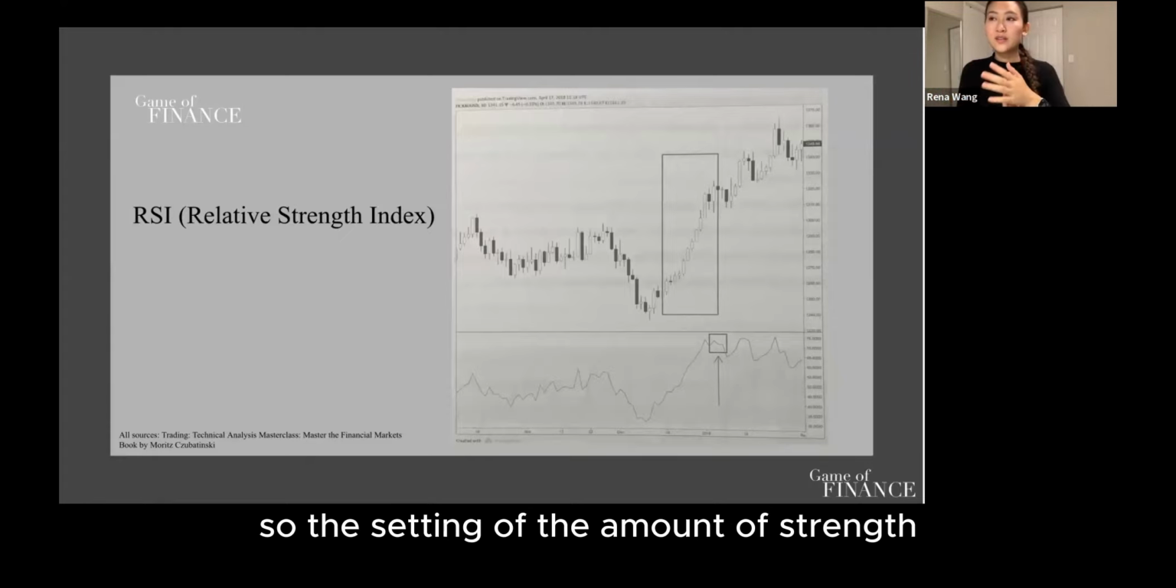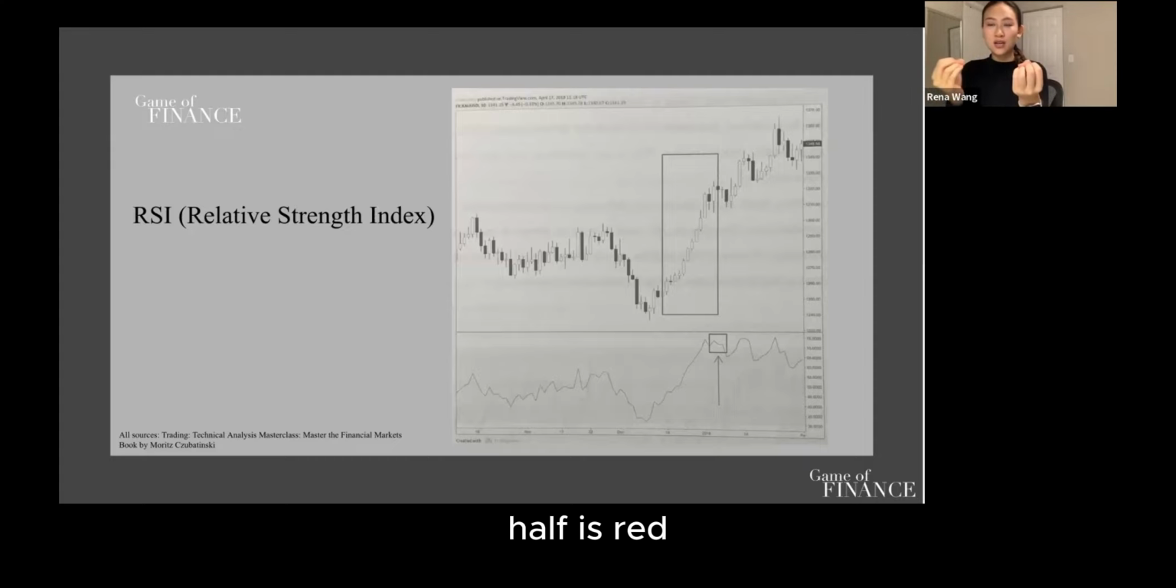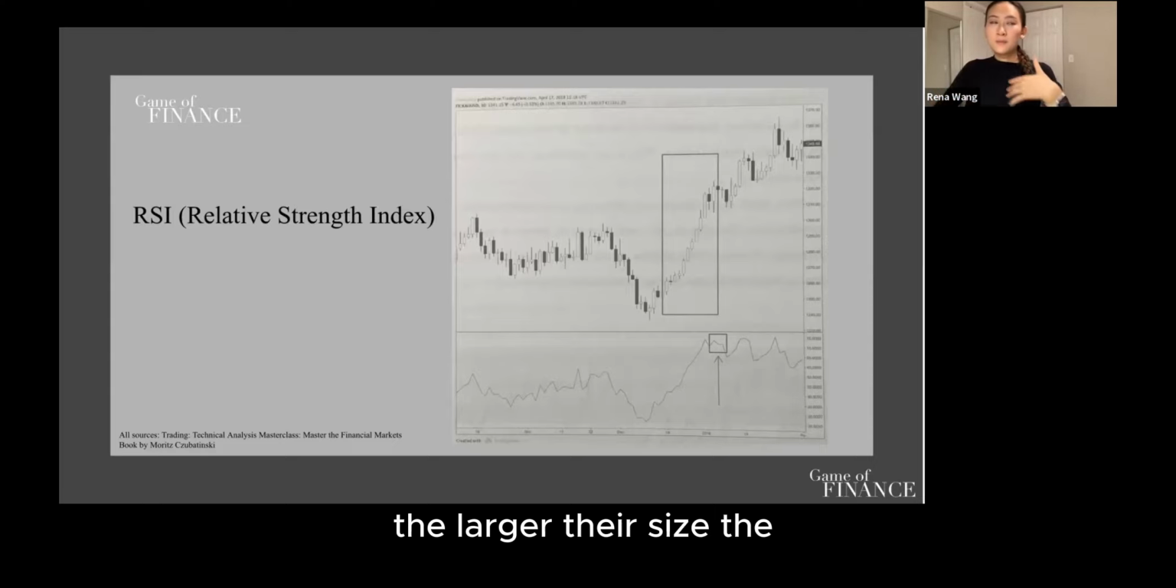So if we consider a scenario in which half is green, half is red, so half is going up, half is going down, and they're relatively the same size, the index will then show a value of 50. So right in the middle of 0 and 100. Within the 14, the more candlesticks have risen, and the larger their size, the larger the relative strength value, and vice versa. So let's go through the detail in the chart because it's very superficial when we just explain.